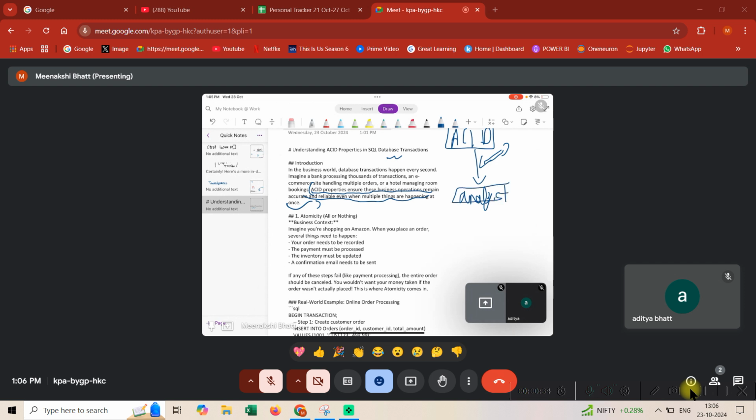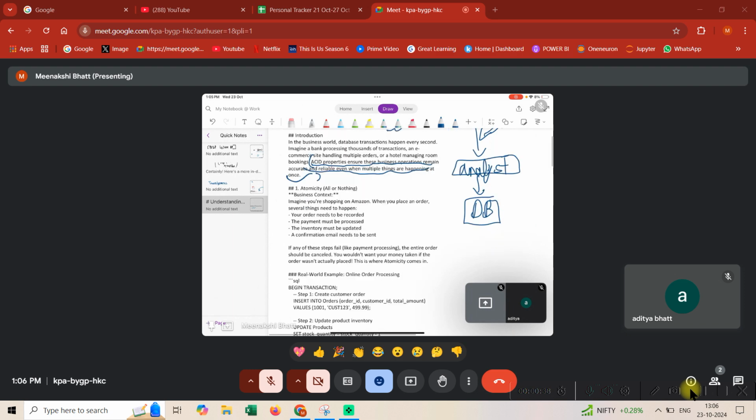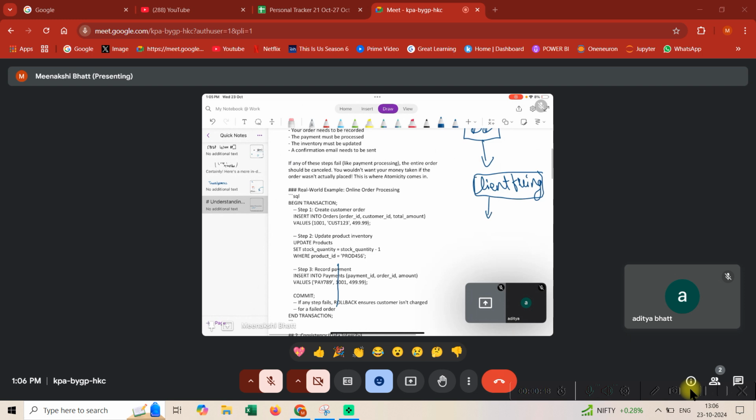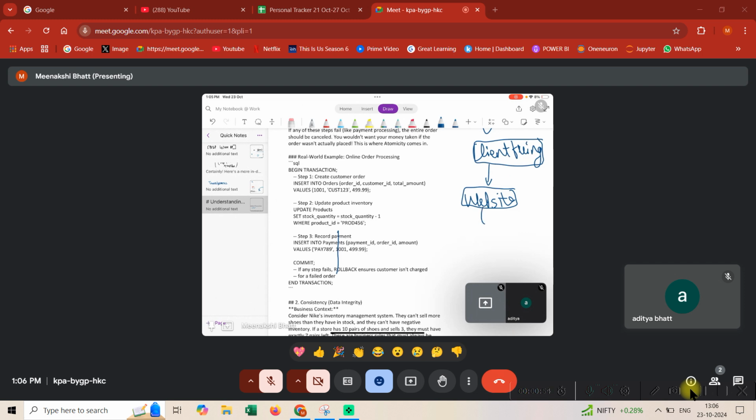You don't tend to create databases which are client facing, okay? But a lot of times, whenever you're building systems, let's say a website or an e-commerce website or a product website or anything, guys, you need to implement these ACID properties in a very proper manner so that your system is robust.